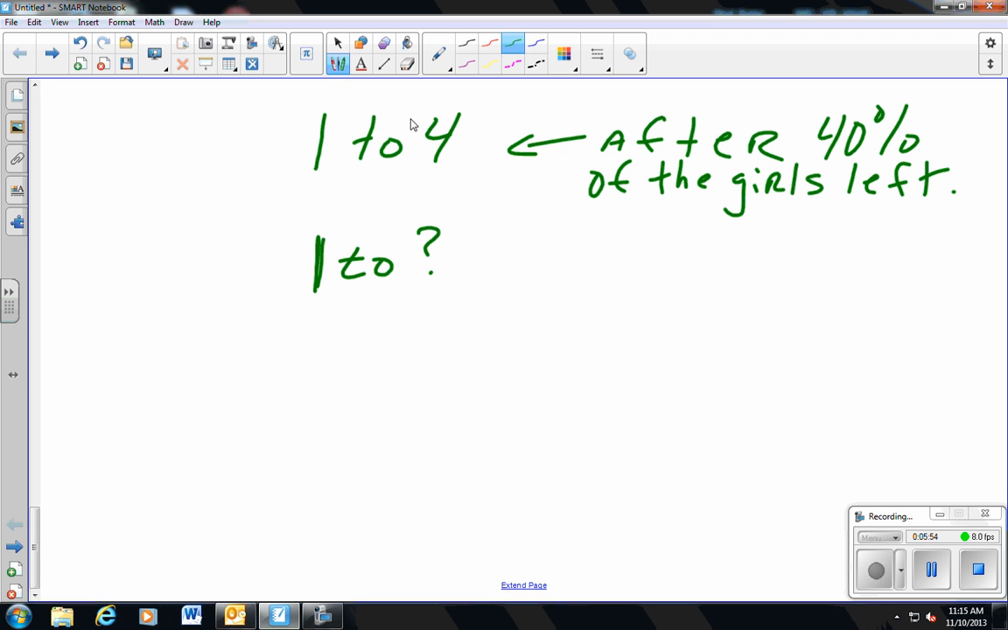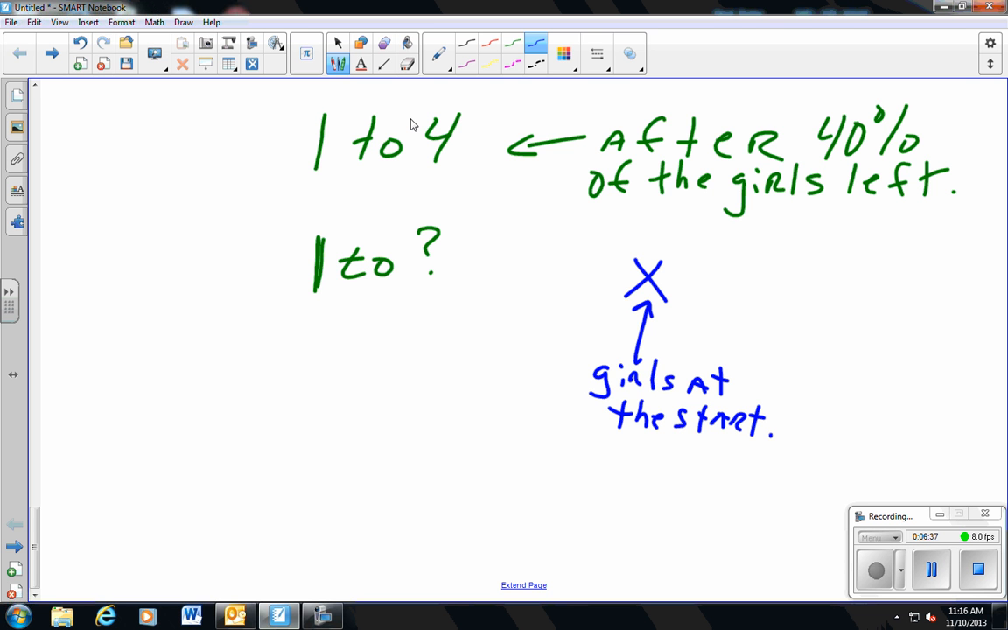Now, if 40% left, that meant 60% were still there. So here's what we have to figure out. You make up a variable for the number of girls that were there at the very beginning, before anybody left. I'm going to just say X, and we'll throw it out later and you'll see what I mean. So X represents girls at the start. Girls at the start was X. 40% of those girls left, which means 60% were still there.